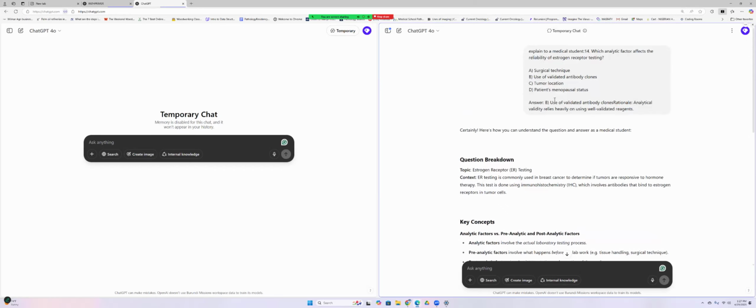So the question is, explain which analytical factor affects the reliability of estrogen receptor testing. Use of antibody clones. Yes, because surgical technique is not an analytical factor. Out of all this, surgical technique is pre-analytical. The antibody clones that are used, validated on this, are an analytical factor. Tumor location is like a pre-analytical factor. But the precise status, I don't know where that falls.